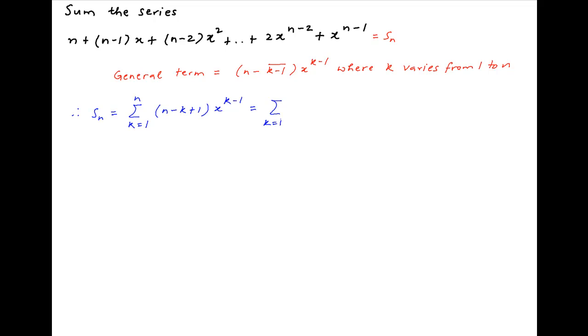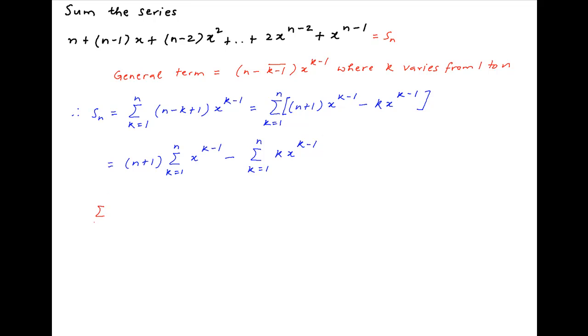This can be written as the summation, k equal to 1 to n, of (n + 1) times x raised to the power k − 1 minus k times x raised to the power k − 1. This can be broken into two components. The first component is (n + 1) times the summation of x raised to the power k − 1, and the second component is minus the summation of k times x raised to the power k − 1.